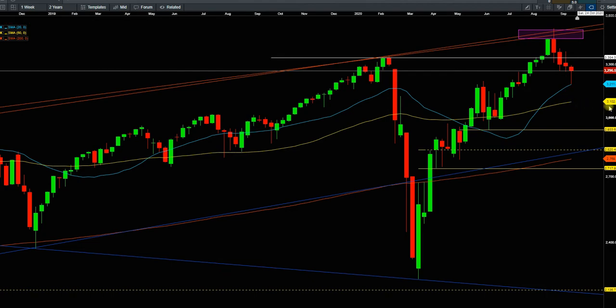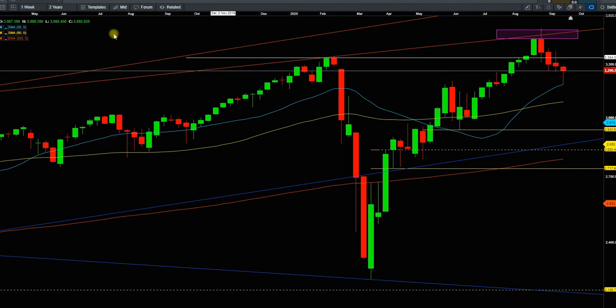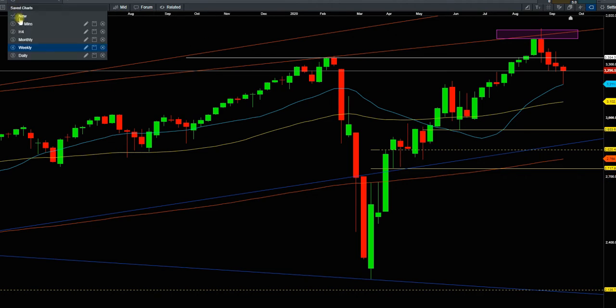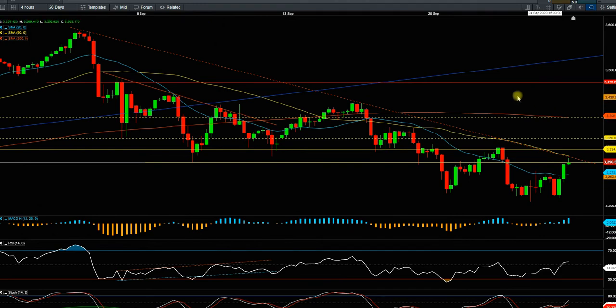If we go down, 3,100 is going to be our support, and the last support is going to be here, 2133, which I'm not concerned about right now. If we go back to these levels, we will change our analysis. But let's go back to our hourly chart. This is not the hourly, sorry.